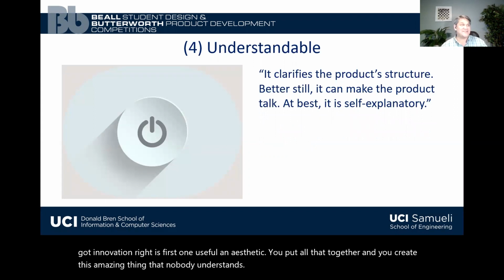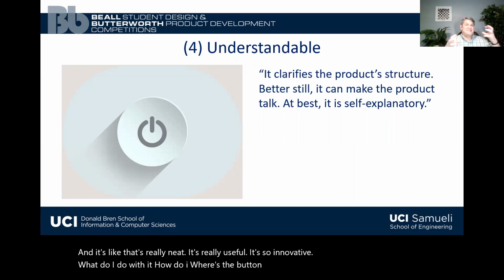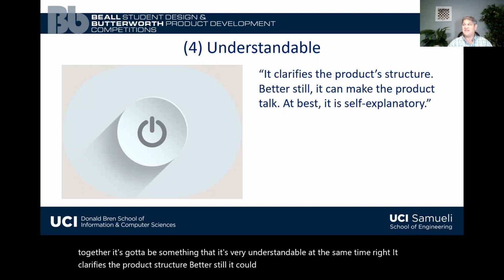And it's like, that's really neat. It's really useful. It's so innovative. What do I do with it? What's the button for? How can I? And it doesn't quite come together. It's got to be something that is very understandable at the same time, right? It clarifies the product structure. Better still, it can make the product talk. At best, it's self-explanatory, right?